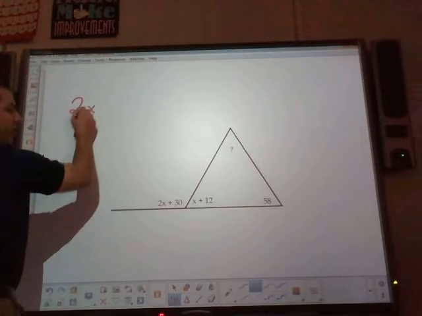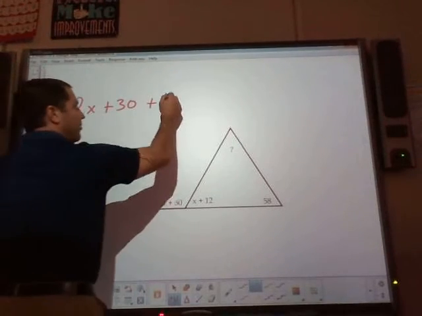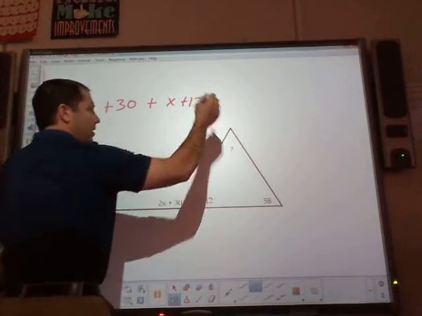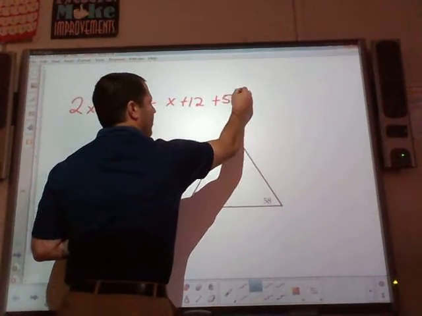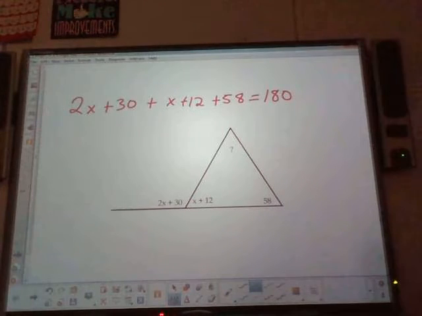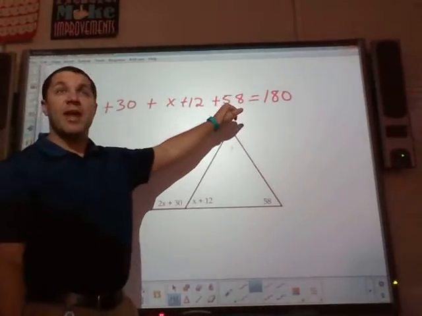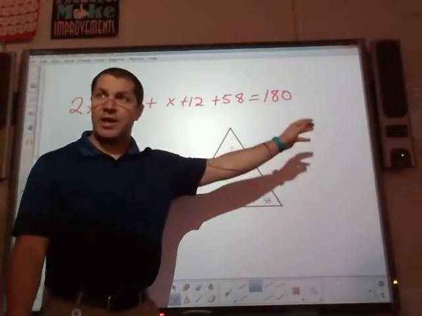I like the part that they put 2x plus 30, and then they added x plus 12, and then they added 58, and they made that equal to 180. There are some good things that I like about it. Who can tell me what they did wrong? I'll give you a little bit of time to think. So they did 2x plus 30 plus x plus 12 plus 58, and they made all of that equal to 180.